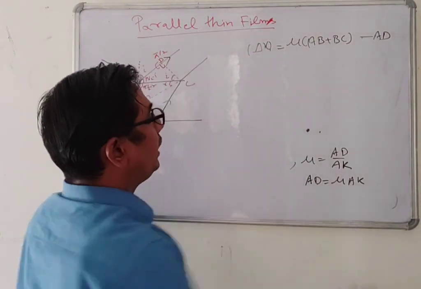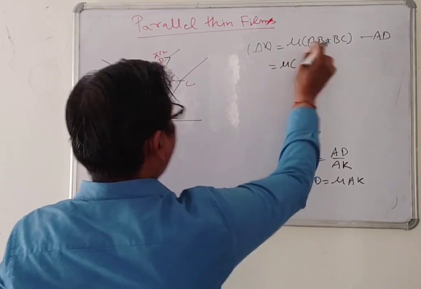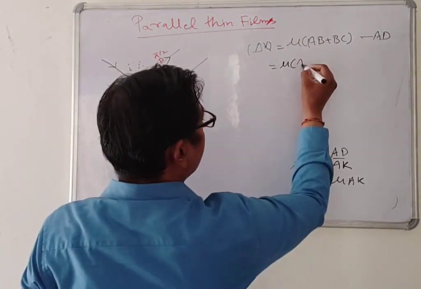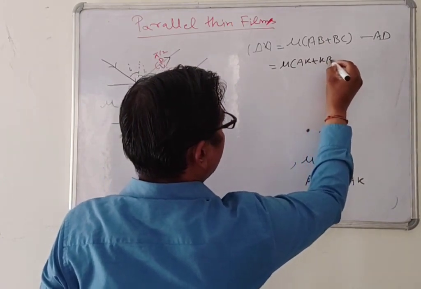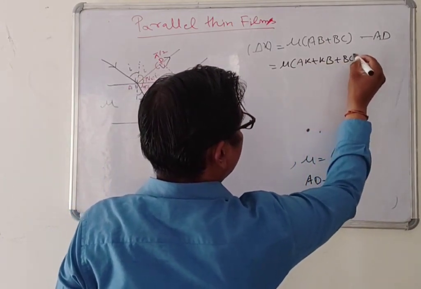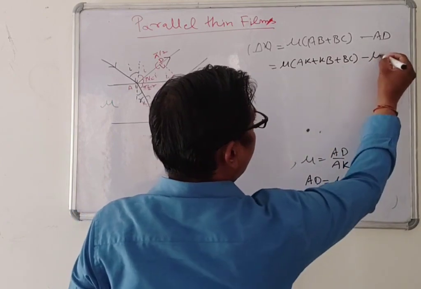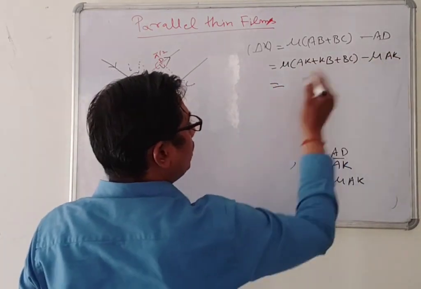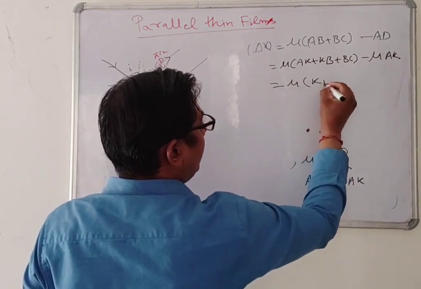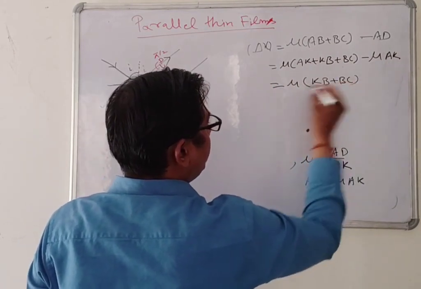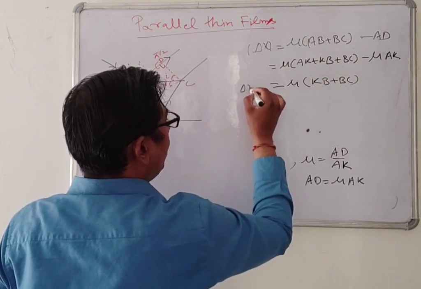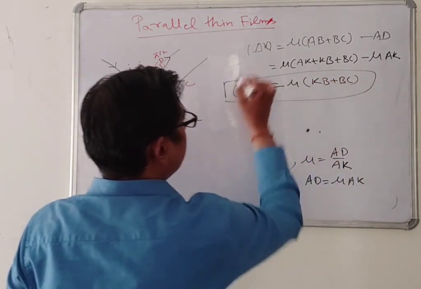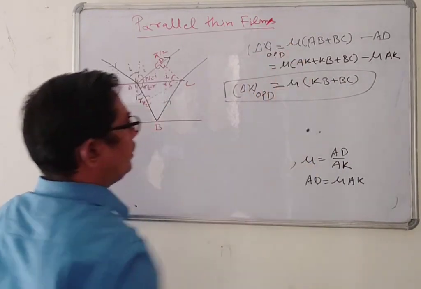AD is equal to mu AB. This one you can write AK plus KB. AK plus KB plus BC minus AD is equal to mu AK. Now you can see that this term is cancelled out. You will get KB plus BC. This is the optical path difference, OPD.